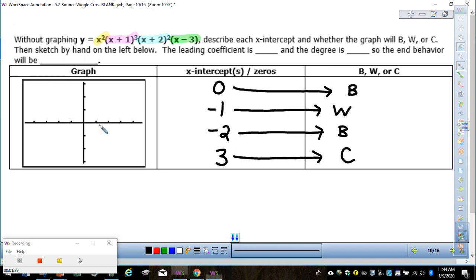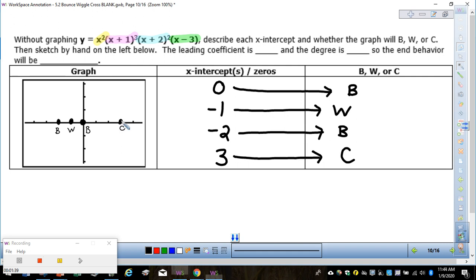Okay, so the next piece here, just to get it set up for the x-intercepts, this is what I like to do, and I want you to do the same on yours. So I'm going to start by showing an x-intercept of 0 right here, and I want you to put a b underneath it to remind us that it's going to bounce there. Let's do an x-intercept at -1. Write a w there, that's going to wiggle. X-intercept of -2, that one's going to bounce, so put a b. Last one over here, x-intercept of 3, it's going to cross.